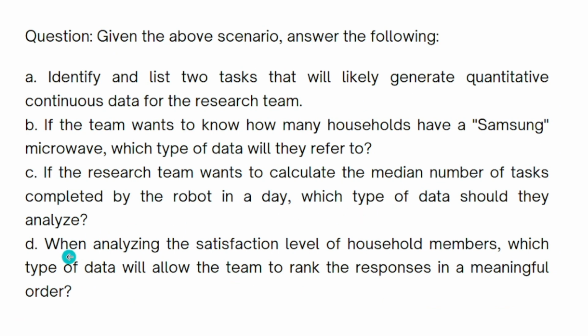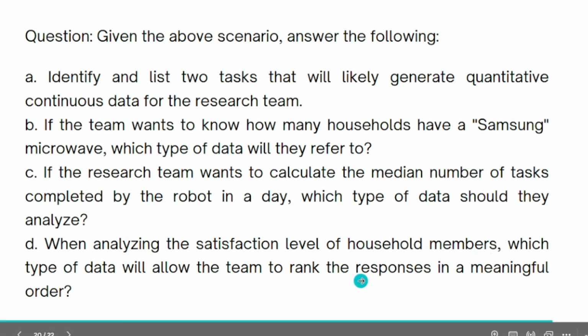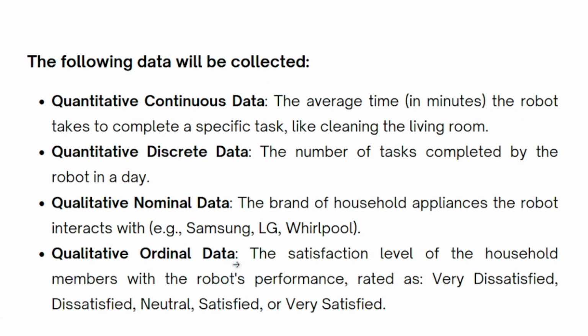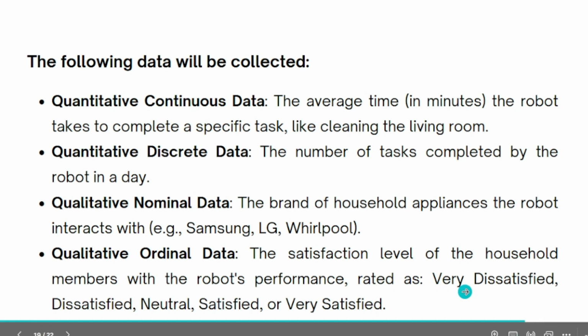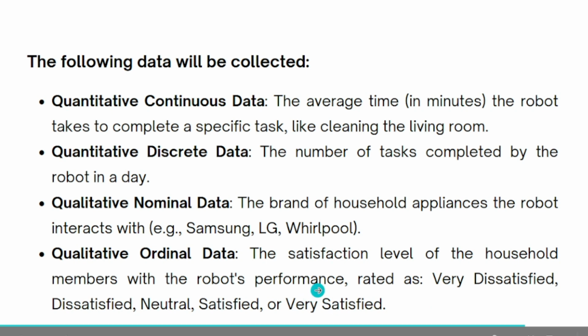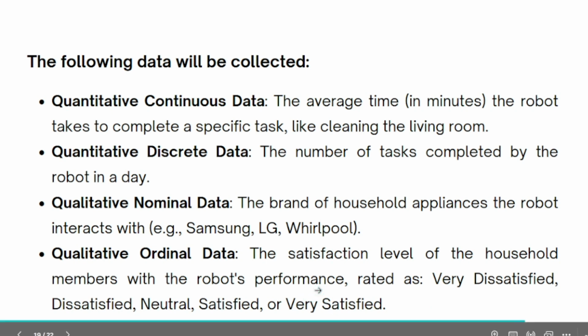So the last question is, when analyzing the satisfaction level of household member, which type of data will allow the team to rank the responses in a meaningful way? You have a qualitative ordinal data which allows the team to rank the responses as the satisfaction level, which varies from very dissatisfied to very satisfied. So they have an inherent order to them. So this can be used to perform the calculation.